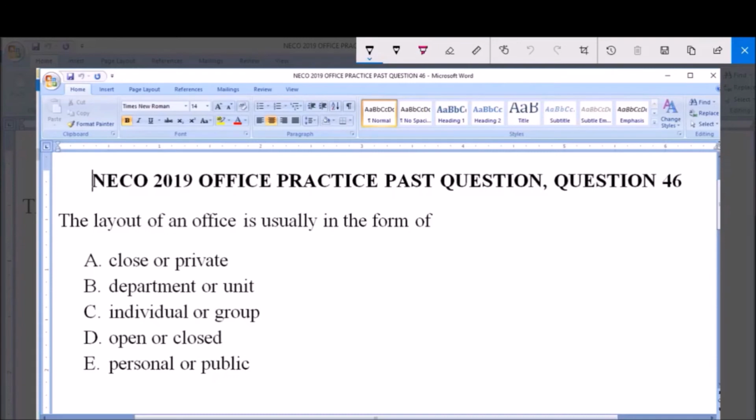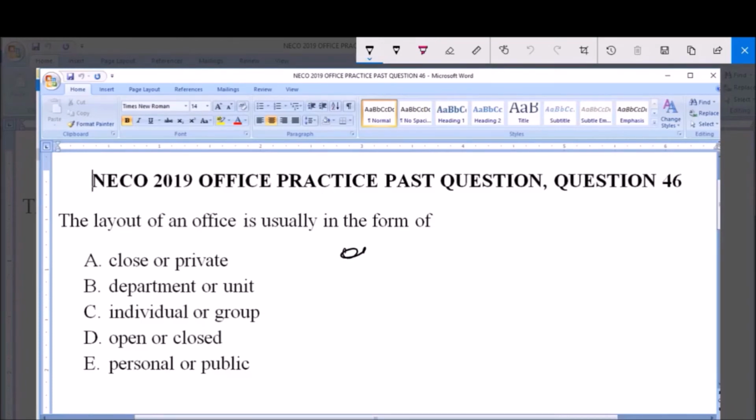I will be answering NECO 2019 Office Practice past question, question 46. The layout of an office is usually in the form of A, closed and or private; B, department or unit; C, individual or group; D, open or closed; and E, personal or public. Now, what is an office layout? First, before we can describe the forms by which office layout is usually presented.